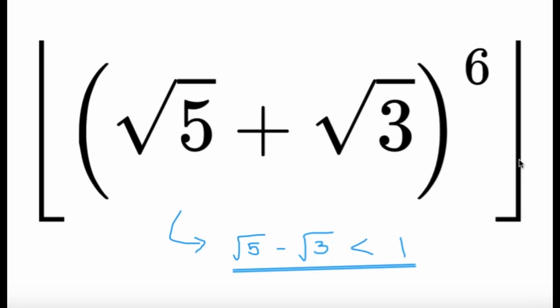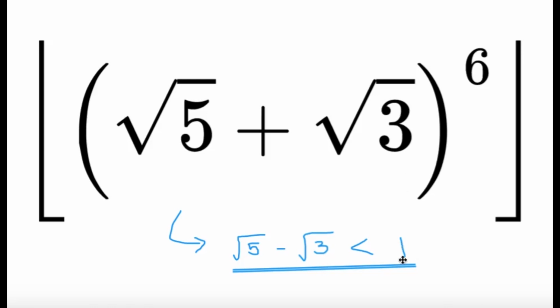Here's an item on evaluation. Find the value of the floor, or the greatest integer less than or equal to, the sixth power of square root of 5 plus the square root of 3. As usual, pause this video if you'd like to give this item a try. But if you're done, let us dive into the solution.